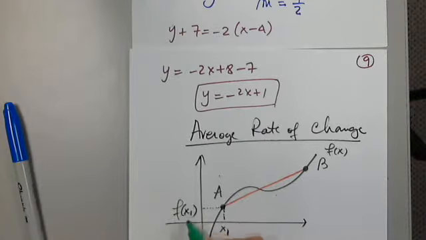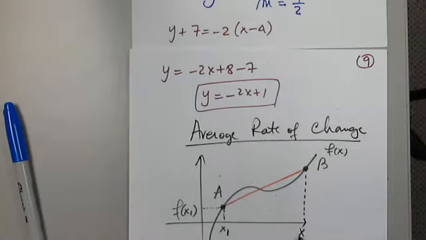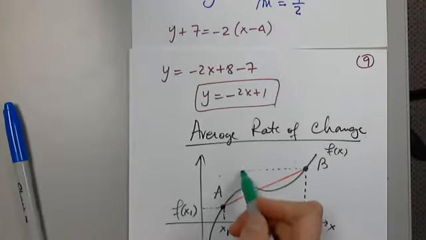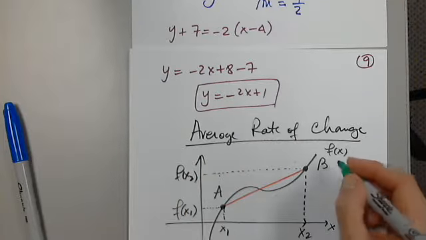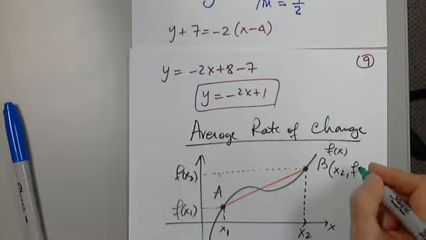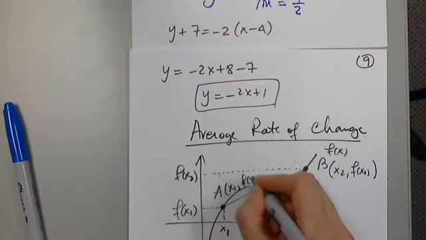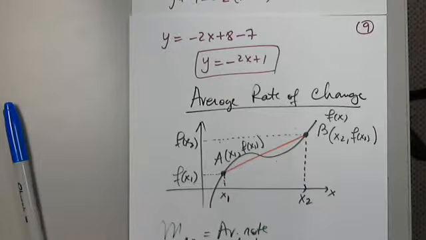Thank you very much. This is very important. Yes. What about this being x2? What will this be? Good. So the coordinates of B are x2 comma f of x2. The coordinates of A are x1 comma f of x1. The slope of the line AB is the average rate of change between A and B, of course.